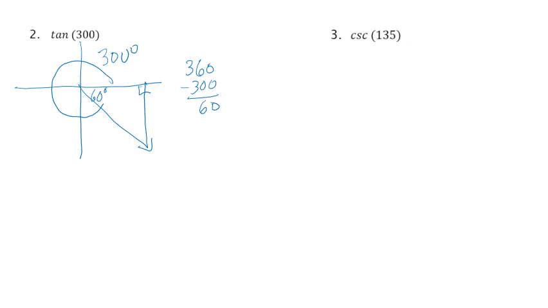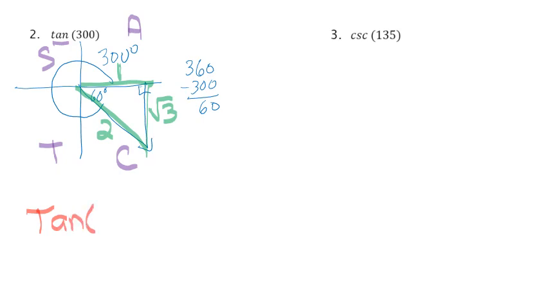And hopefully, again, we recognize that that's a special right triangle. So I'm going to go ahead and label this out. This would be my 1. My hypotenuse is 2. This would be radical 3. In quadrant 4, only cosine is positive, right? So tangent is actually going to be negative in this quadrant. So I'm going to write tangent of 300. I know it's going to be a negative value. And tangent is opposite over adjacent. So negative root 3 over 1, or negative root 3. And that would be my final answer.